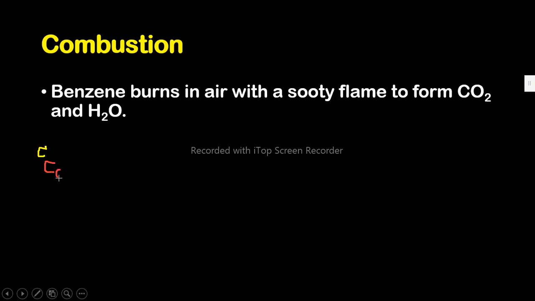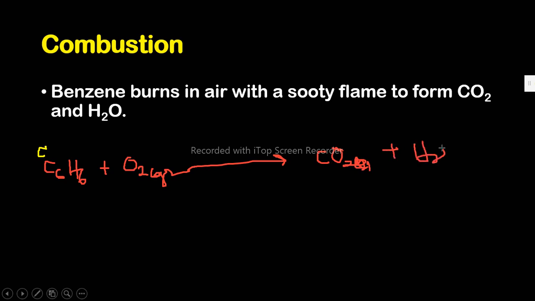So you have your benzene C6H6, and then burning in excess oxygen. The oxygen must be in excess, whereas if it's not in excess, then you produce carbon monoxide gas. If it's limited, you produce carbon, which is not good. So we shall produce carbon dioxide, and it's a gas, and water, and this one is a liquid.